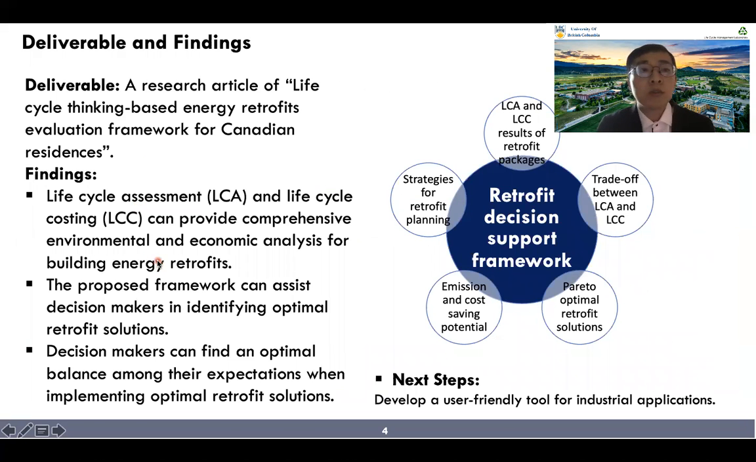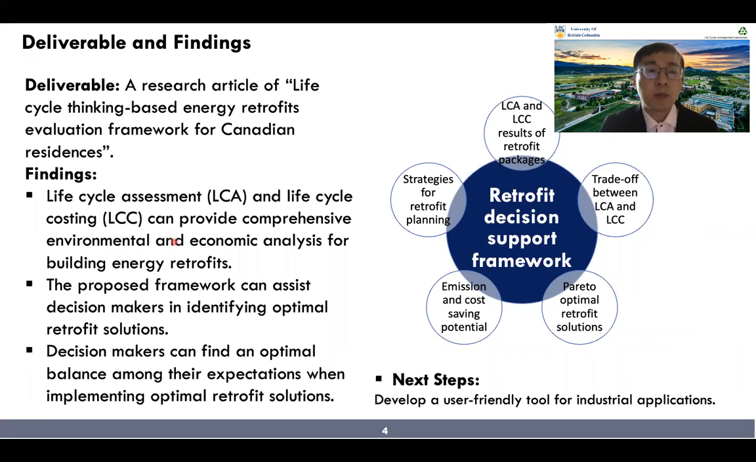When it comes to the deliverable, we have completed a research article on a lifecycle thinking-based energy retrofit evaluation framework for Canadian residences. When it comes to the findings of this research, firstly, we conclude that lifecycle assessment and lifecycle costing can provide comprehensive environmental and economic analysis for building energy retrofits.